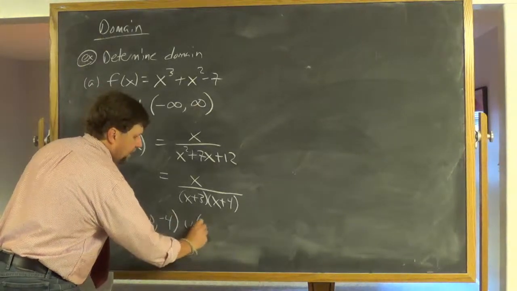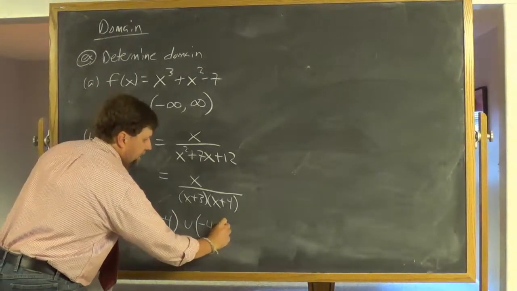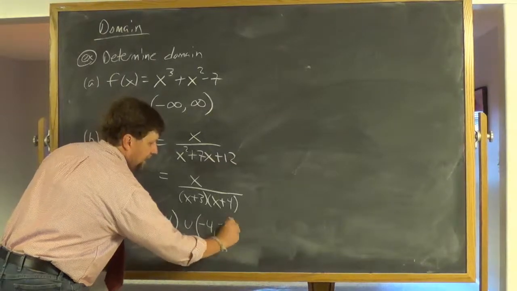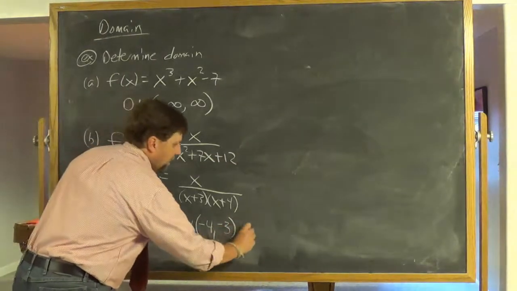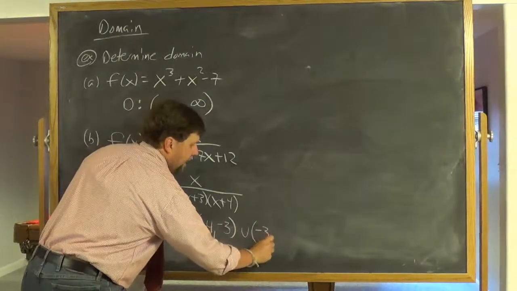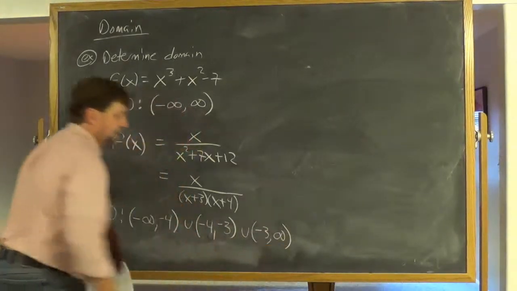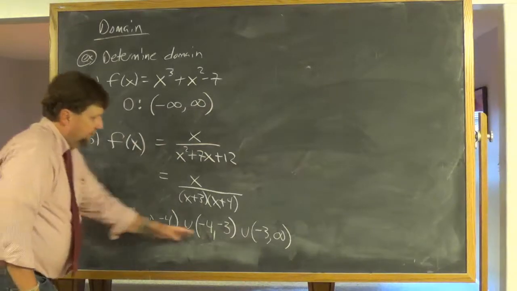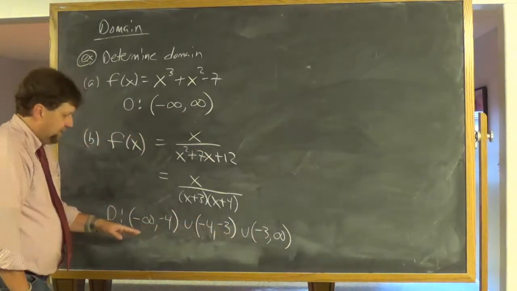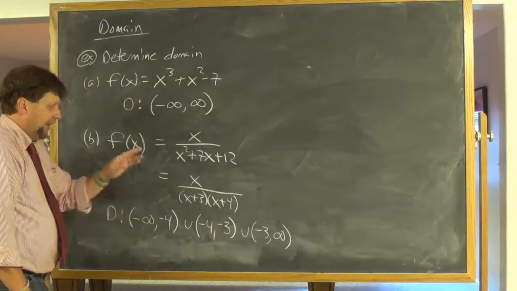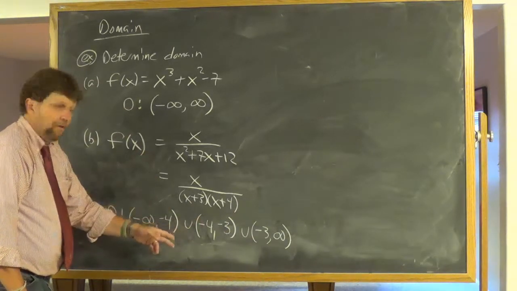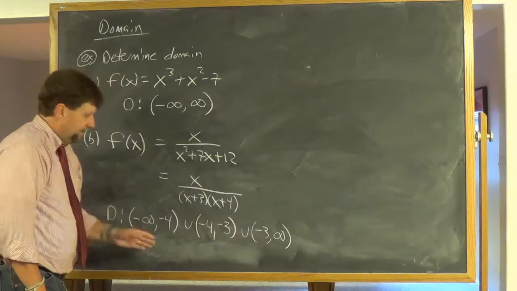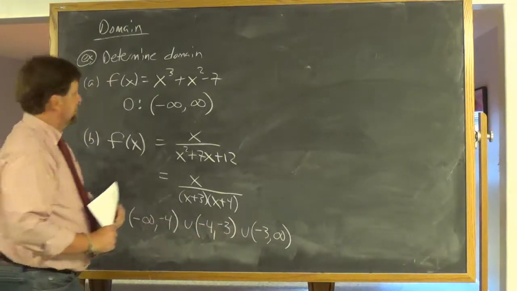Union with any number from -4 to -3, but I'm not allowed to include -3. Union with any number from -3 to infinity. So this interval notation is saying I can put in any number I want as long as I don't put in -4 and I don't put in -3. So that's the domain.